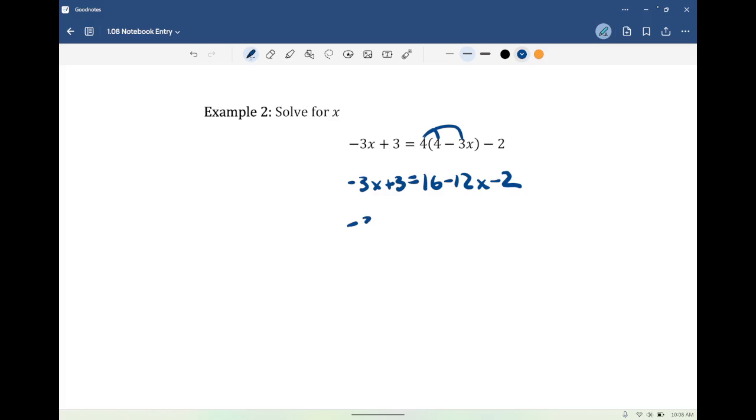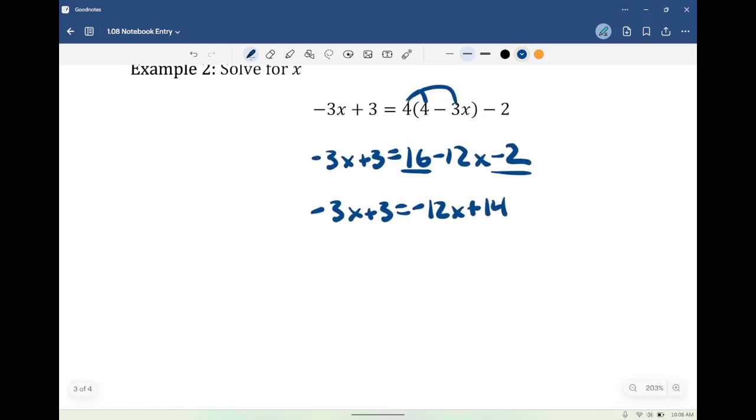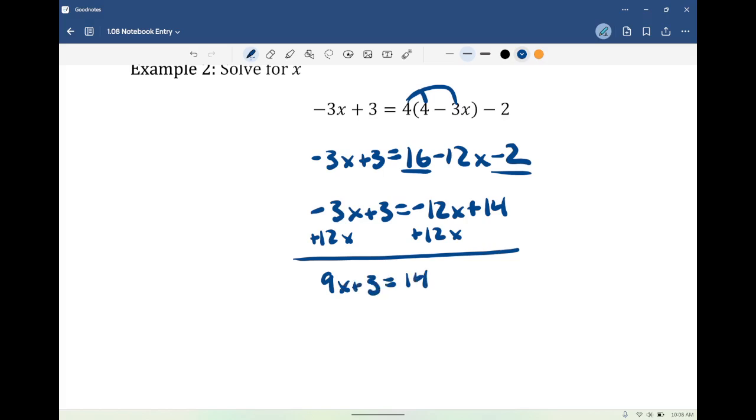And so I'm going to have negative 3x plus 3 is equal to, I'm going to put my variable first, negative 12x. And then this is just 16 minus 2. Everybody, 16 minus 2 is? So plus 14. All right, well, from here now, I'm essentially back at something that looks like example 1. I'm going to add 12x to both sides. Again, I generally try to opt for my variables to be positive. So I'm going to have 9x plus 3 is equal to 14.